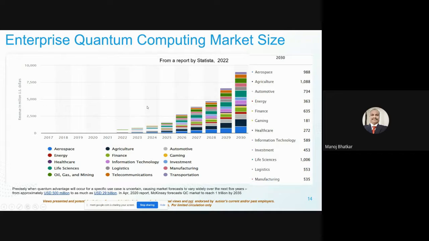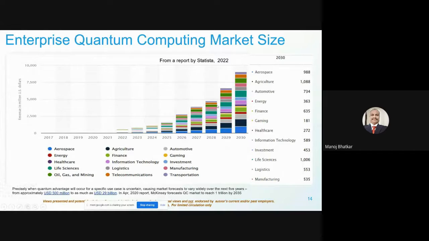What is the market size? Again, nobody is able to predict the market size, or which industry will drive the quantum phenomena. But you can see here various industries and how they will stack up, right? Essentially agriculture, interestingly, and life sciences, and the third one is automotive, logistics, manufacturing. Those are the things which will drive it.